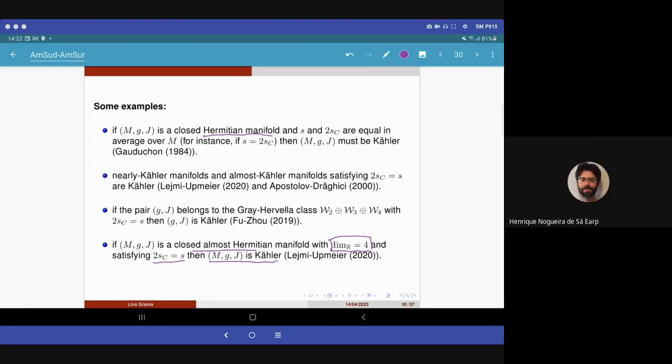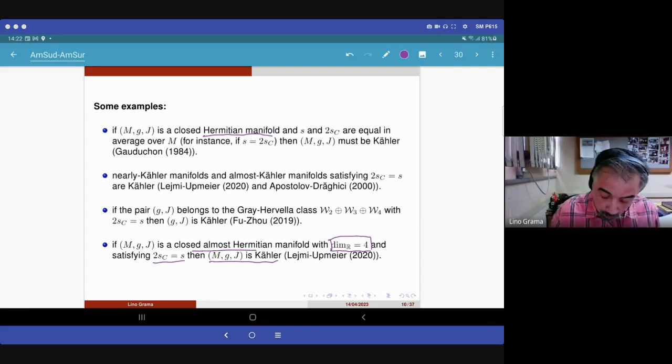The author here, Apostolov, is it Marcus? Yeah. Okay. I didn't know he was studying this. Okay. All these examples suggest the following question.